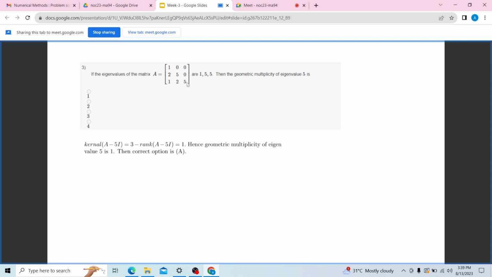So how many variables are here? 3. So 3 minus rank of this matrix A minus 5I. So what is the rank of this matrix? Can you tell me the rank of the matrix A minus 5I? Not A, the rank of matrix A minus 5I. So first calculate matrix A minus 5I and tell me its rank.